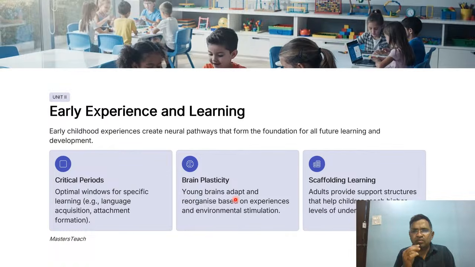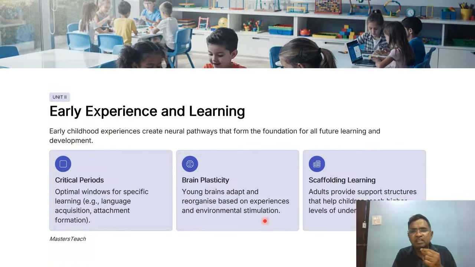Okay, so this is the thing. A critical period, so optimal window for specific learning, like language acquisition, attachment taking place. Then brain plasticity, so young brains adapt and reorganize based on experience and environmental stimulation.